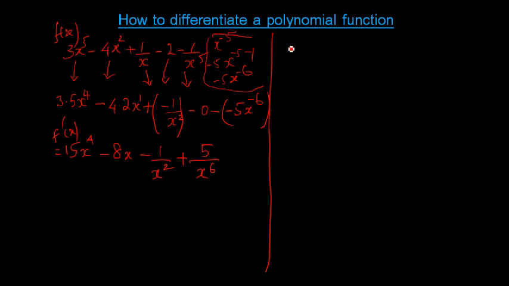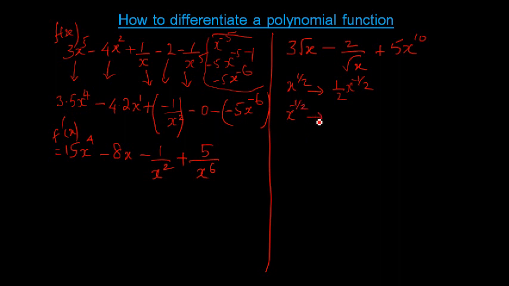Let me give you one more example. Say I have 3 root x minus 2 over root x plus 5x to the power of, say for example, 10. So root x is x power half, which becomes half x power negative half. You should remember this. 1 over root x is x power negative half, which becomes negative half x power negative 3 over 2.